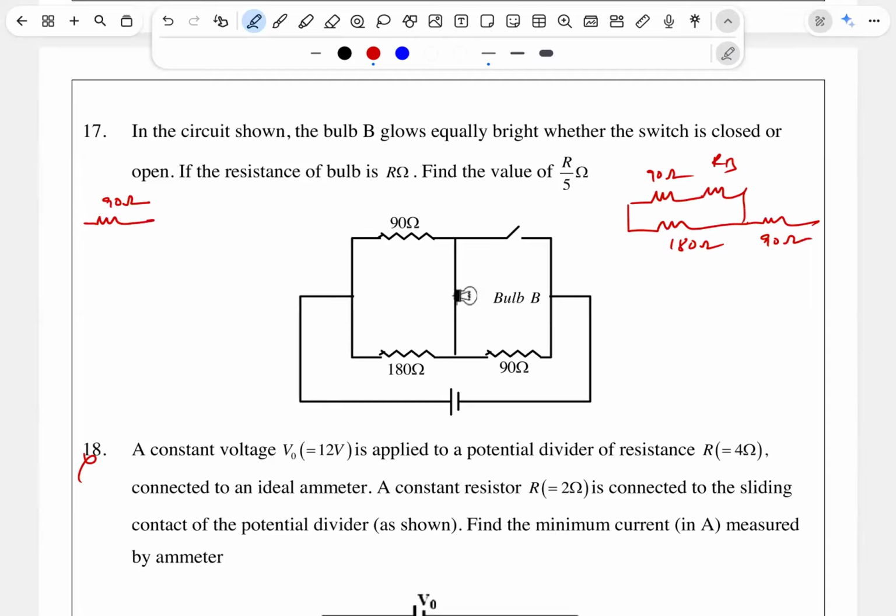90 ohm, 180 ohm, resistance of the bulb, 90 ohm. You know what they have informed? Current is the same in both the cases.